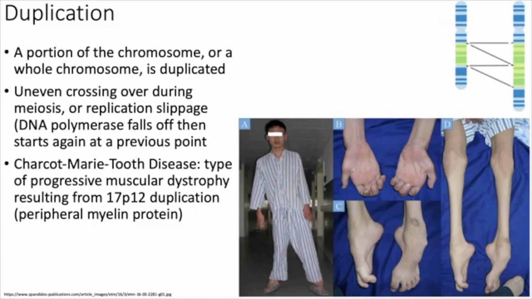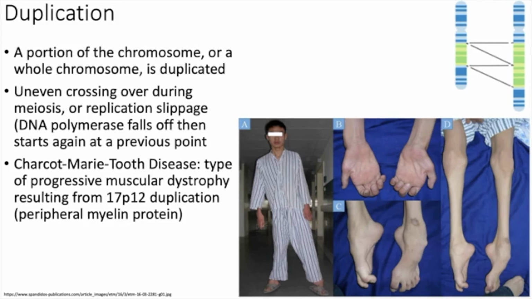You can have duplications as well. For the most part, it just depends on what's getting duplicated. Just like a deletion, it's the opposite. So it just depends on where it happens. A lot of times this will occur because of crossing over during meiosis. If you have that happen unevenly, then you could have an extra chunk sort of get stuck into that and it gets duplicated. You can also have replication slippage.